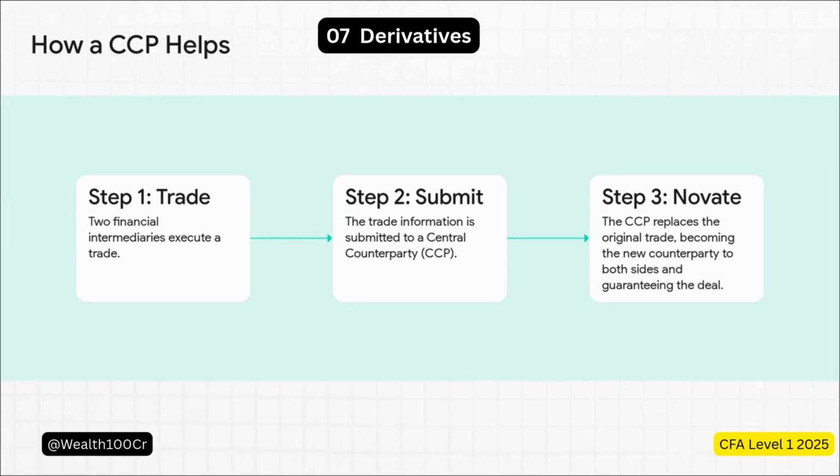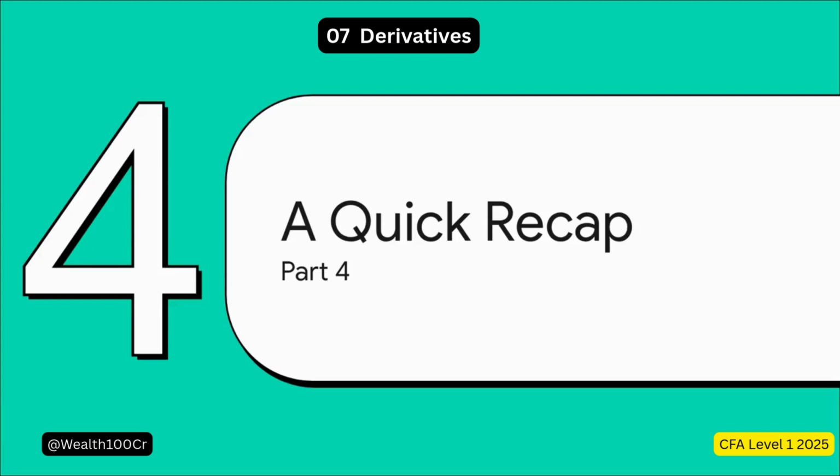When two people make a derivative trade, the CCP steps into the middle. It becomes the new counterparty to both of them. So now, it is the buyer for the seller and the seller for the buyer. This way, if one person runs away, the CCP makes sure the other person still gets what they were promised. It removes the counterparty risk. Very clever, no?